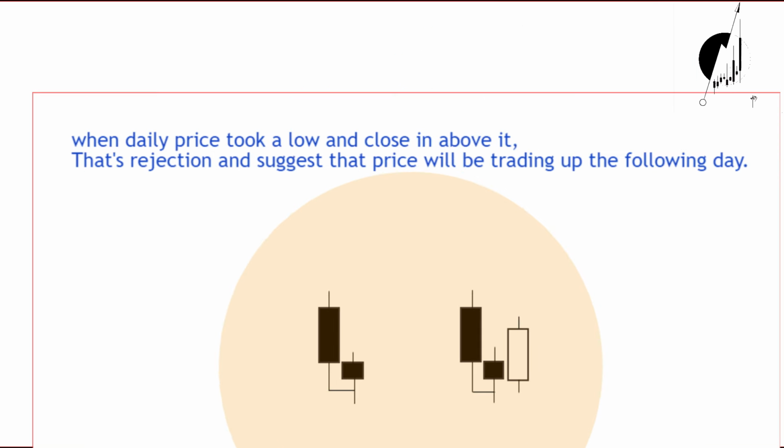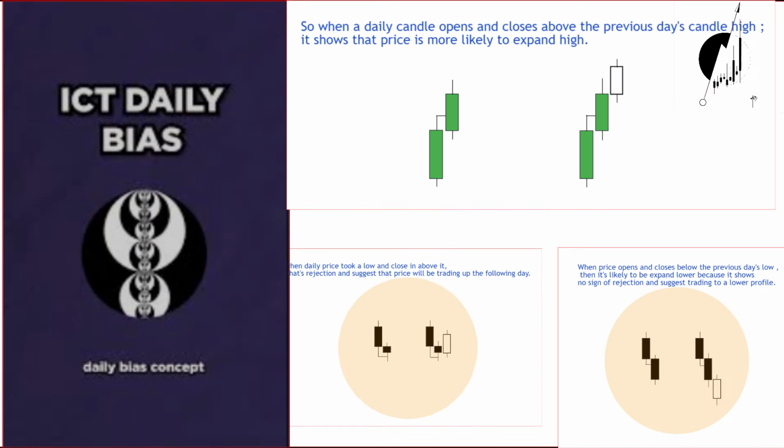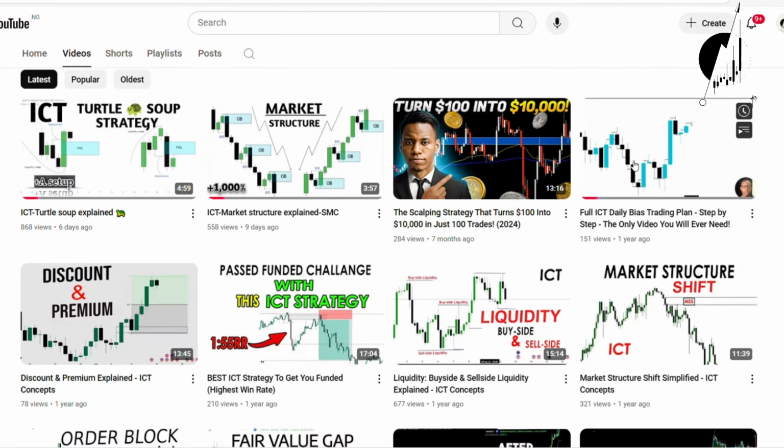Similarly, when daily price takes a low and closes above it, that's rejection and suggests that price will be trading up the following day. Apply this in everyday trade and you will see that it works like magic. If you still find it confusing, you can check out our video on daily bias in the description below.